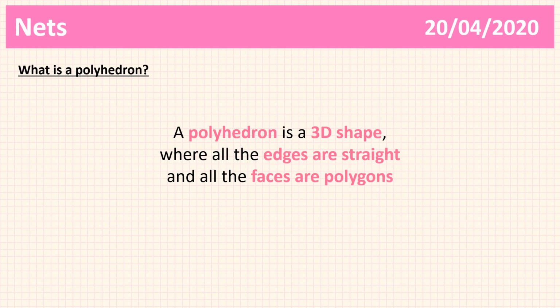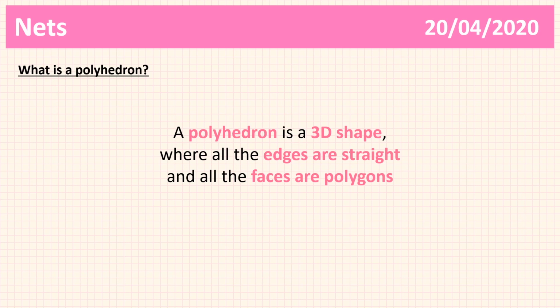Now, another keyword is a polyhedron. Similar to a polygon, a polyhedron is a 3D shape. And it has to have straight edges and all of its faces must be polygons. If the faces are not polygons, it is not considered a polyhedron. That is a key thing that you need to make sure you understand.